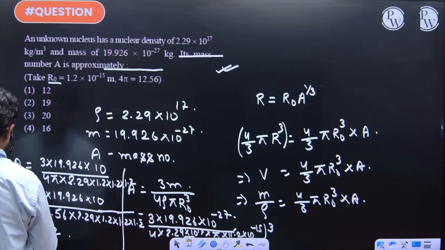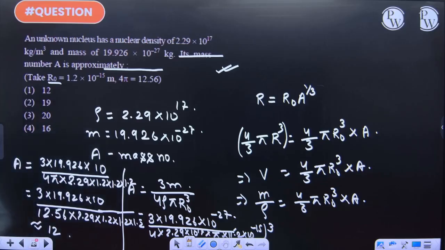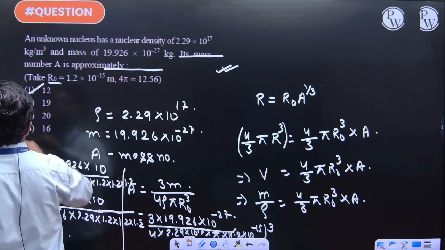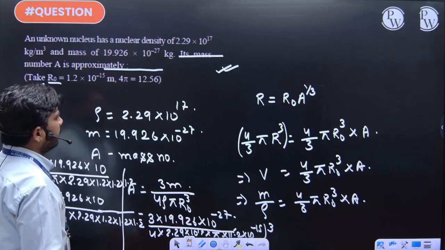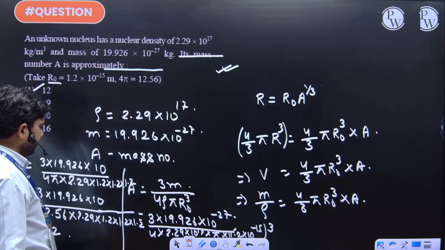So let me check the option they have given here. Yes, correct. This is the correct option. So option number 1 is the correct one, right? Fine. Can we move to the next?